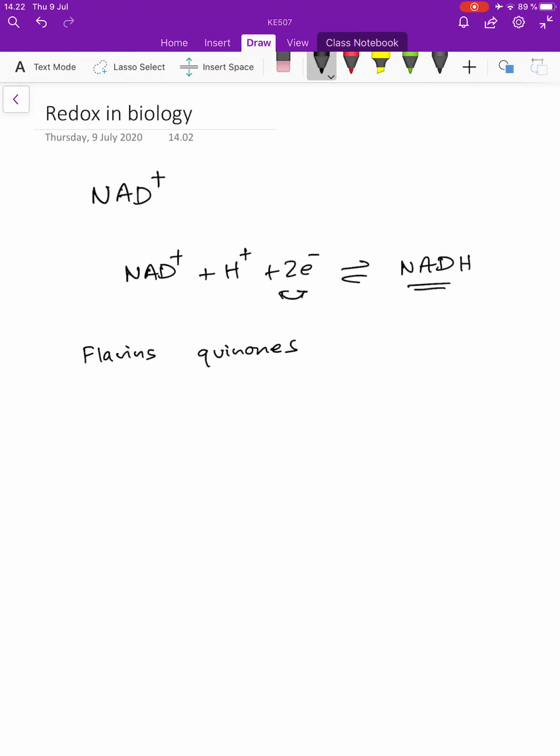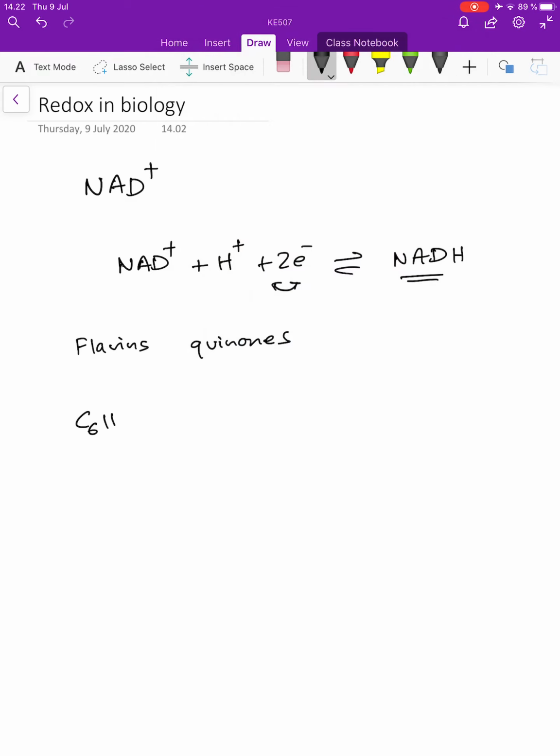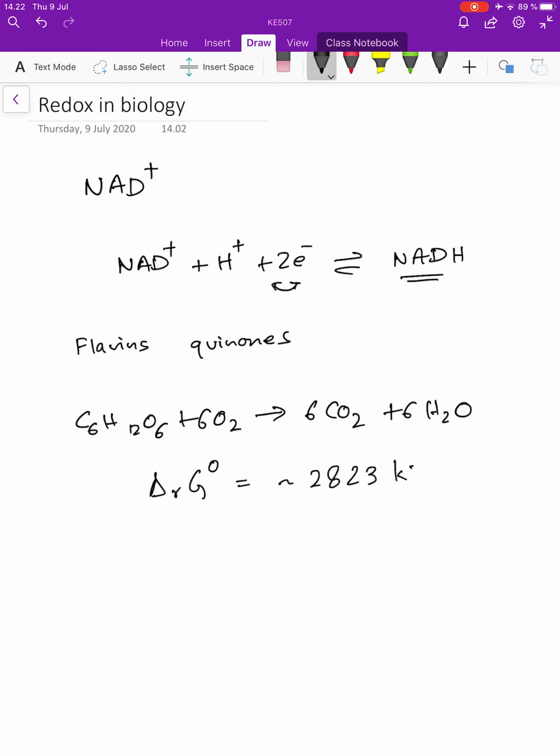If you look at the oxidation of glucose, the complete oxidation of glucose has the following reaction. I'm not showing the physical state of individual components. And the free energy of this reaction under standard conditions is huge. It is about 2823 kilojoules per mole. So this is the energy that you would obtain if you burn 1 mole of glucose.